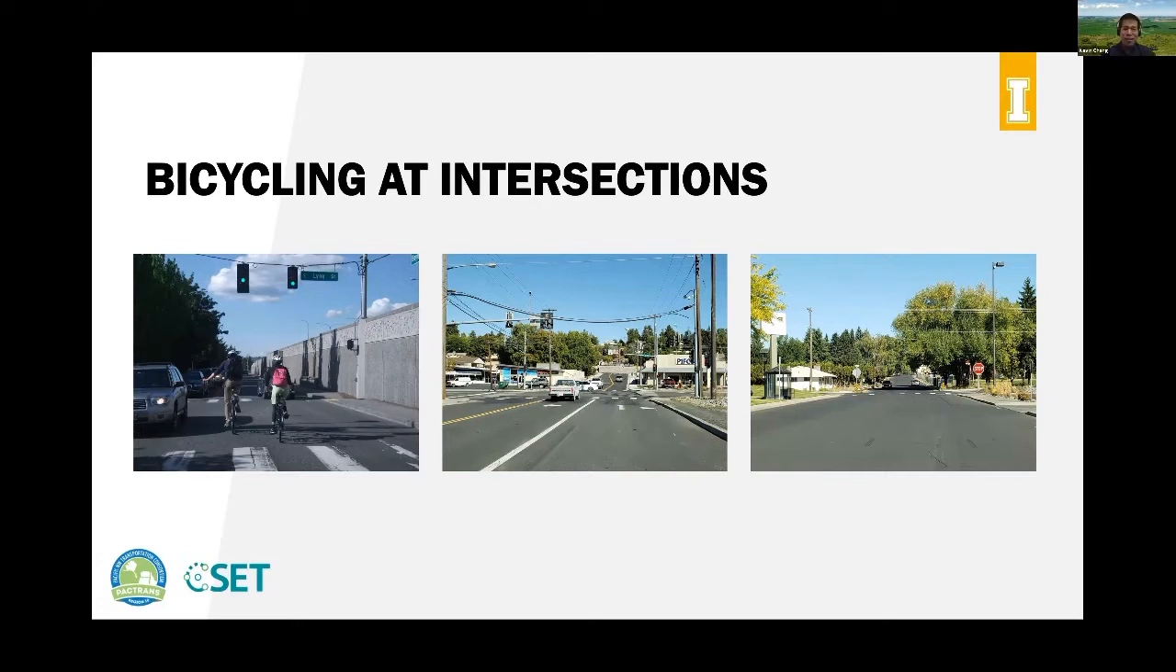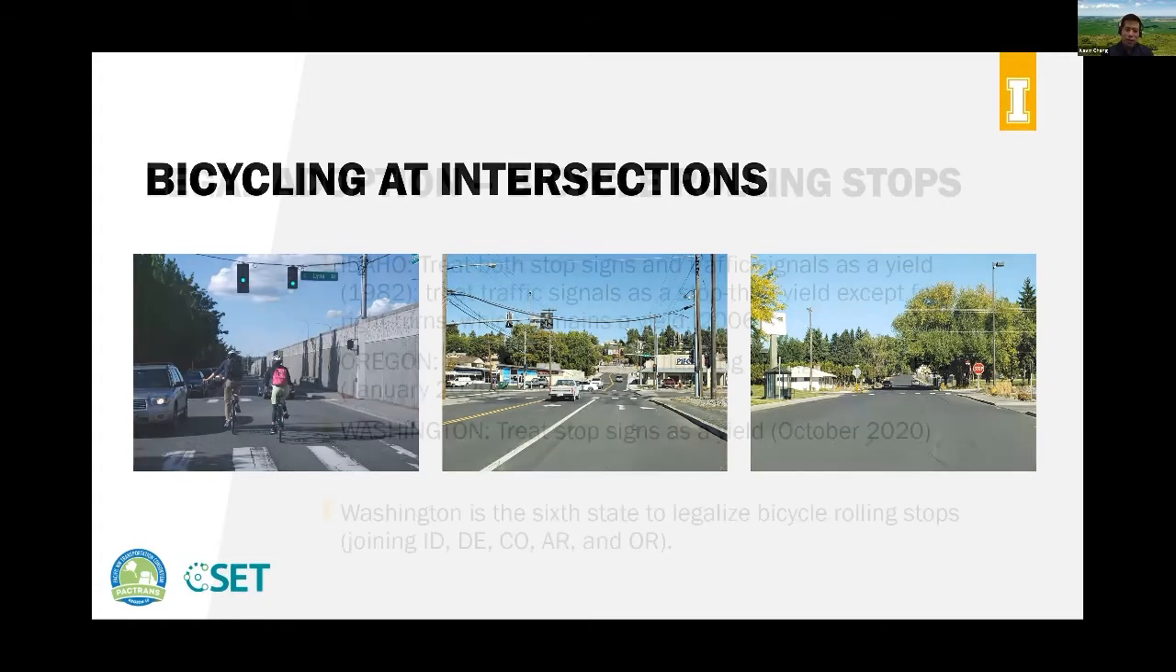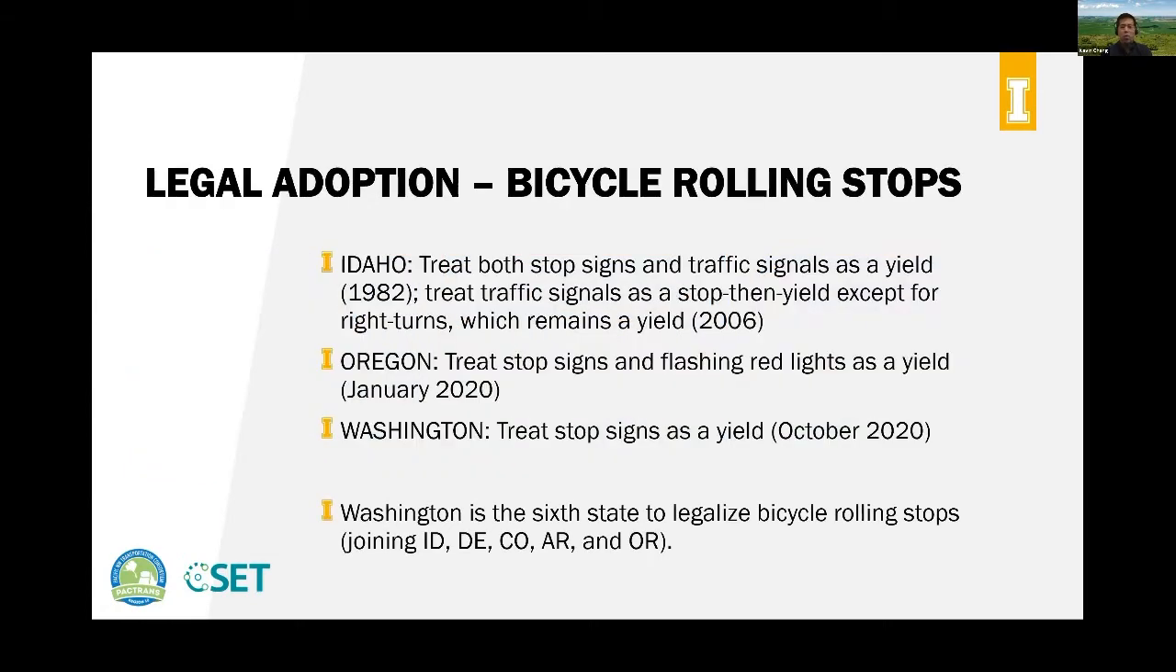So let me provide you with the answer to the question that I posed, and I will repeat this slide here at the very end of my presentation. It's very interesting. We call these bicycle rolling stops. As you can see, the history of bicycle rolling stops goes back almost 30 years in Idaho, one of the first states in the country to legally allow bicyclists to treat both stop signs and traffic signals as yield conditions. This law was passed back in 1982.